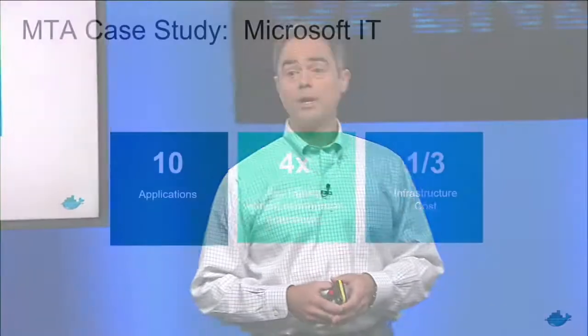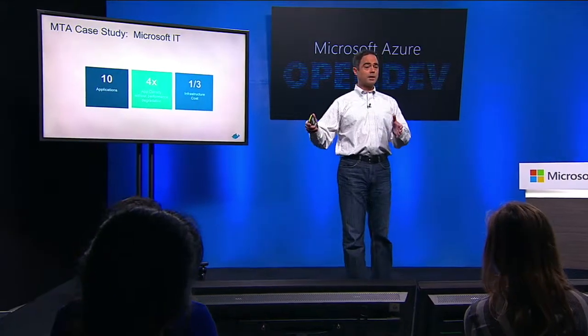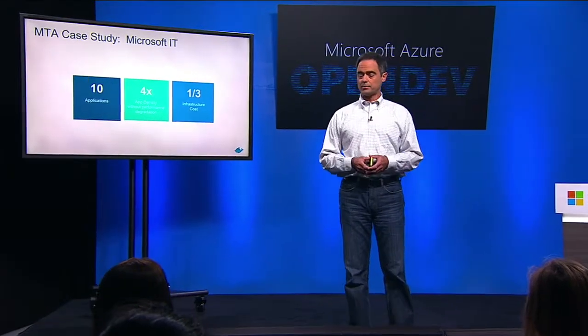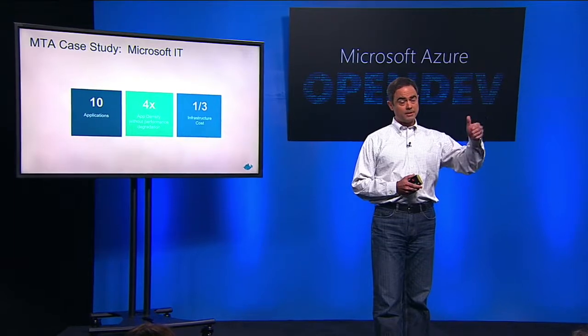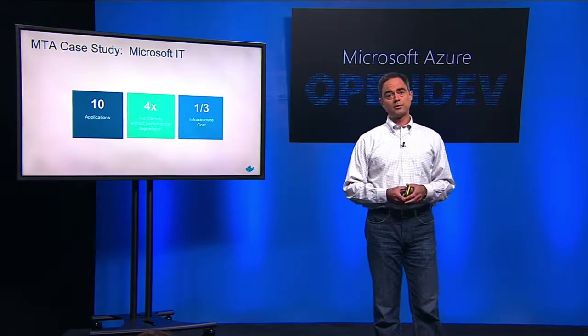Another public use case, another public reference, is Microsoft's own IT organization. This is a .NET Windows application that was built on Windows Server 2003. And we were able to, again, within 5 days, come in and modernize 10 applications, containerize those applications, and put them on Azure under Docker Enterprise Edition management. And you can see the pretty stunning benefits here. We were able to maintain the performance, maintain the scalability, while increasing the app density by 4x and reducing the infrastructure cost by 1/3.